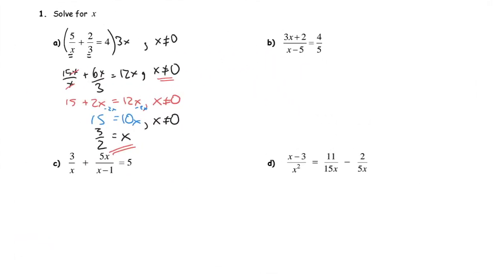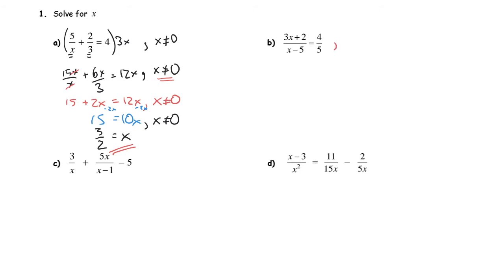So for this next question, B, we've got (3x plus 2) over (x minus 5) is equal to 4 over 5. Now, here's a case where we've actually got a proportion. Before I do anything, I should look at this and see if I can factor anything, but 3x plus 2 won't factor, x minus 5 won't factor, okay? So that actually isn't going to work here.